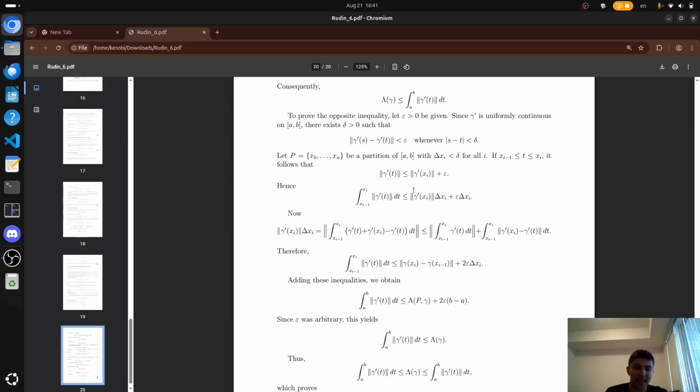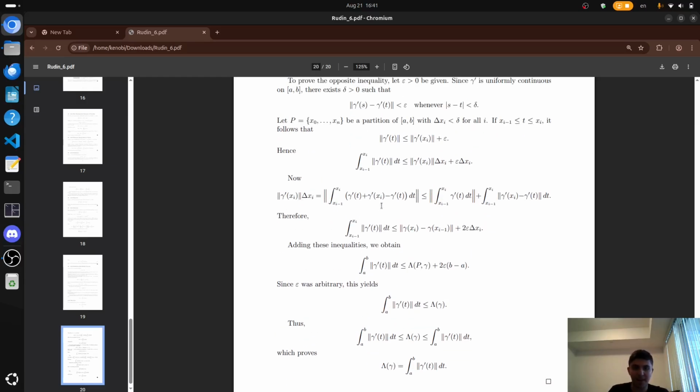So we can use that property and take it to the other side to say that the absolute value of gamma prime of t is less than or equal to the absolute value of gamma prime of xi plus epsilon, following from this statement over here. Hence, the integral from xi minus 1 to xi of gamma prime of t dt is less than or equal to the absolute value of gamma prime of xi times delta xi, because basically all of these values are less than gamma prime of xi, and from xi to xi minus 1 is delta xi, and same thing for here, so you multiply delta xi times epsilon.